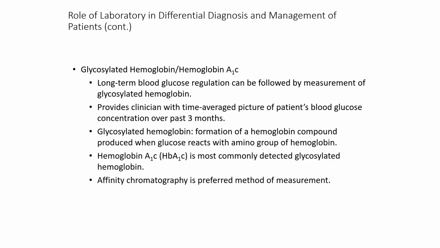Glycosylated hemoglobin, or hemoglobin A1C. Long-term blood glucose regulation can be followed by measurement of glycosylated hemoglobin. If you consistently have high blood glucose, hemoglobin is going to become glycosylated, and that can be measured. It provides the clinician with a time average picture of the patient's blood glucose concentration over the past 3 months. Glycosylated hemoglobin is the formation of a hemoglobin compound when glucose reacts with the amino group of hemoglobin. Hemoglobin A1C is the most commonly detected glycosylated hemoglobin. Affinity chromatography is the preferred method of measurement.